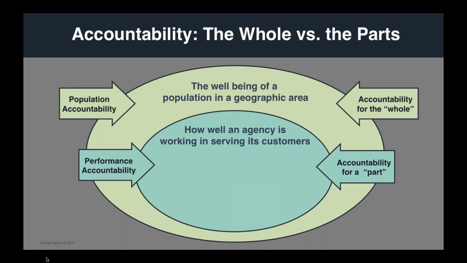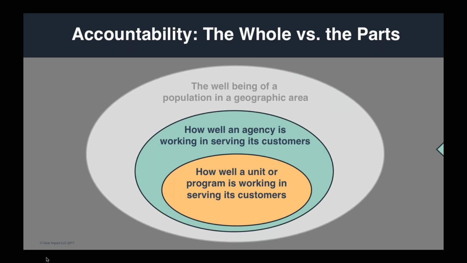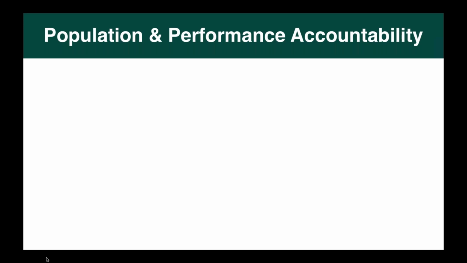Talk more about that in a second, but I do want to make the point that the same principle, that there's a difference between the whole and the part and how one would think about each of those kinds of accountability, can apply even within an agency, where you say the whole is the whole agency and the part is maybe my division or my unit, my branch, my program, okay? So we're going to apply this principle, but the most important application of it is this idea of population versus performance accountability.